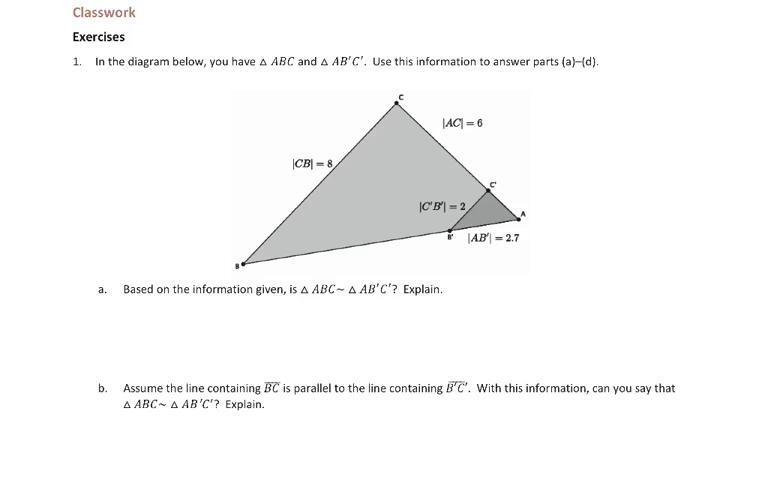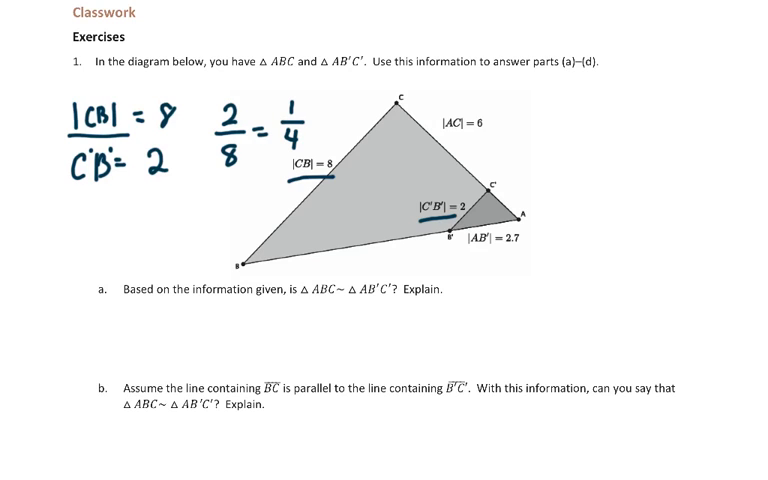So we can see that we have CB and we have C prime, B prime. CB is 8, and C prime, B prime is 2. So we're going to do the new over the old for our fraction. So we have 2 over 8, which is the same thing as 1/4. So if these are similar, 1/4 could be our scale factor, but we always have to look at other sides or angles as well.